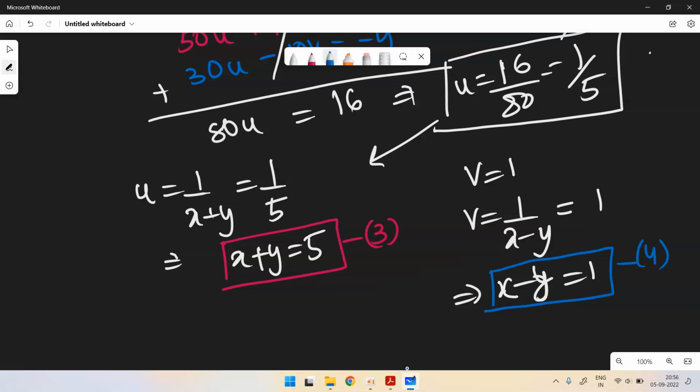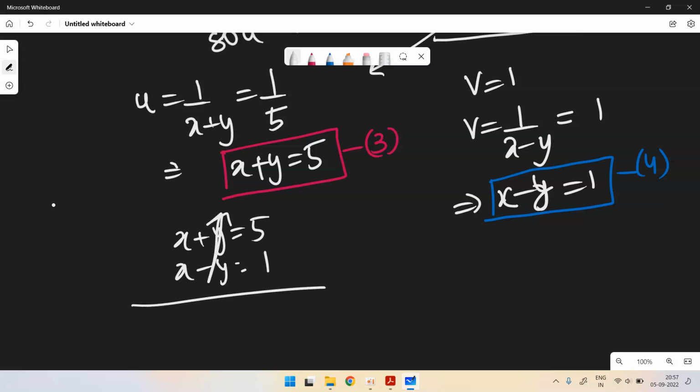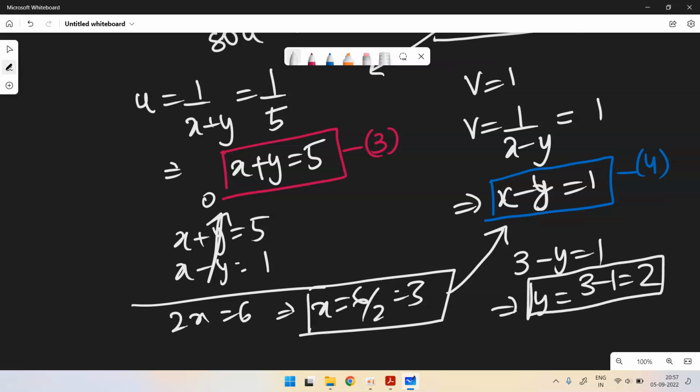Now this becomes a linear equation. If you see directly, this is nothing but simple addition. If you simply add x plus y equal to 5 and x minus y equal to 1, this will become 2x equal to 6, which implies that x equal to 6 by 2, which is nothing but 3. If you substitute the value of x here, this becomes 3 minus y equal to 1, which implies that y equal to 3 minus 1 equal to 2. So the value of x is 3 and the value of y is 2, which is the answer.